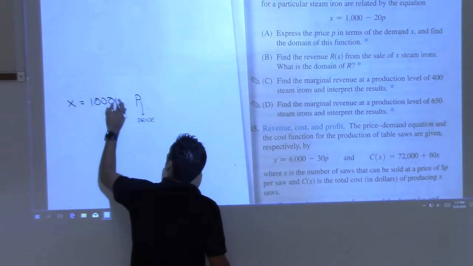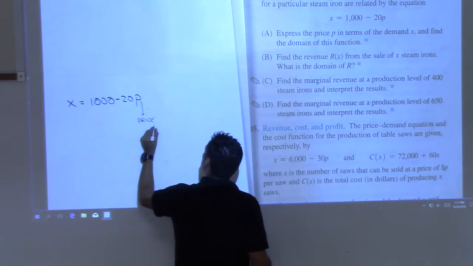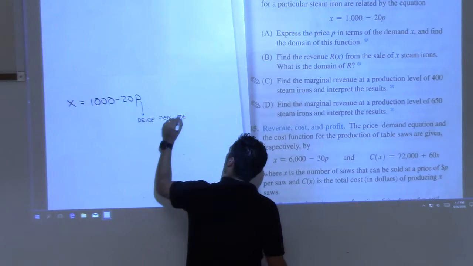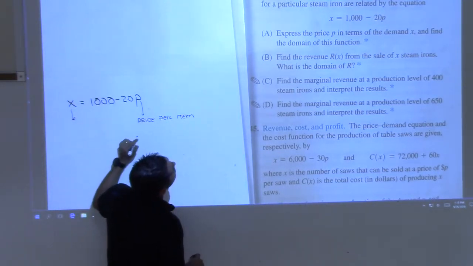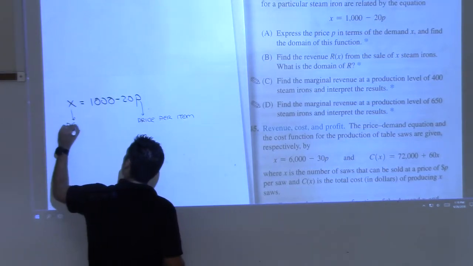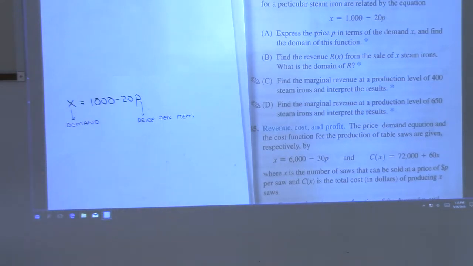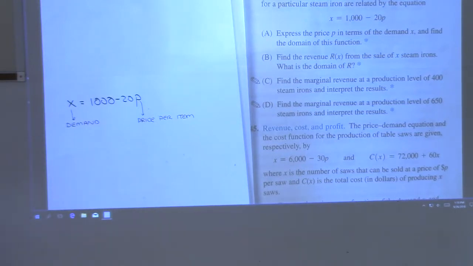Maybe you need to move where you're sitting. There was a 20 there. You didn't see that? Price, okay, price per item. And X is the demand, right? Okay, let's just start by looking at this and understanding what this equation is saying. My company is selling steam irons. They're hot. I mean, they're literally hot. Okay, people want these, right?